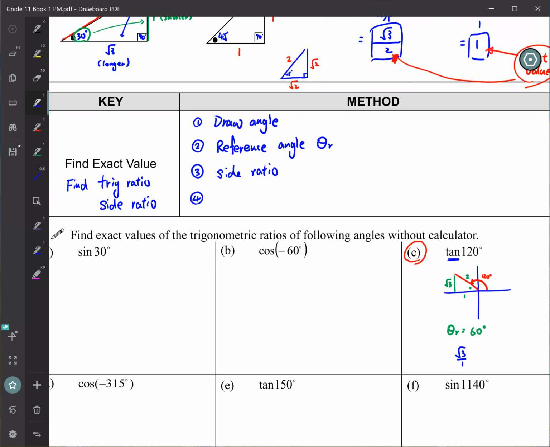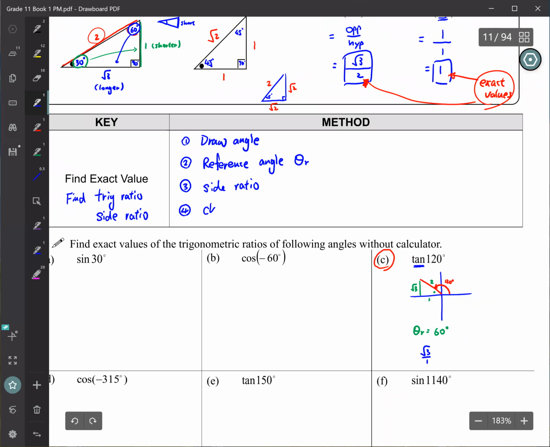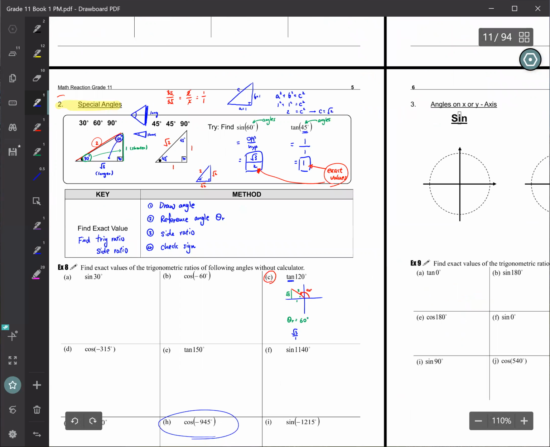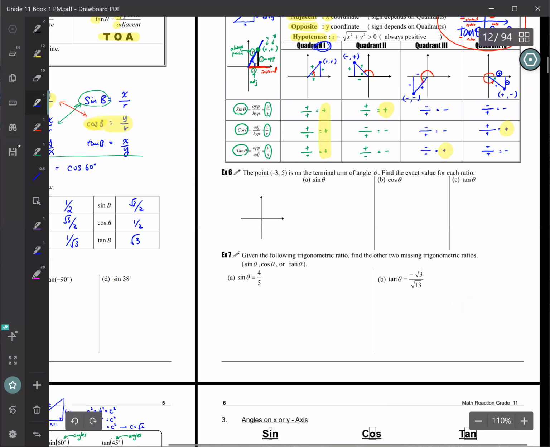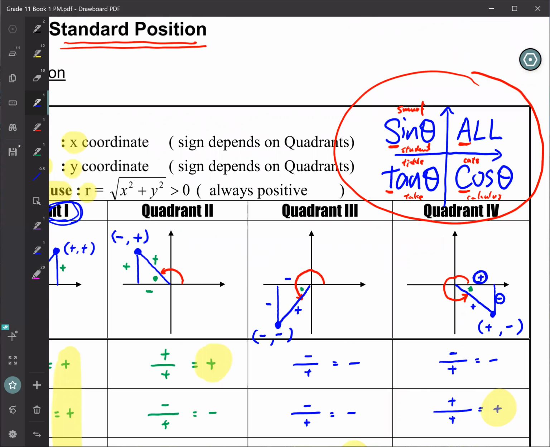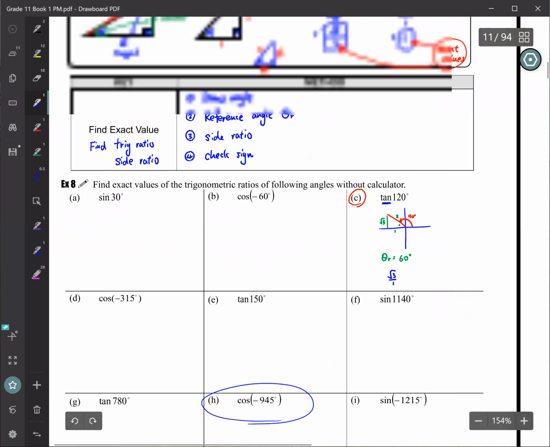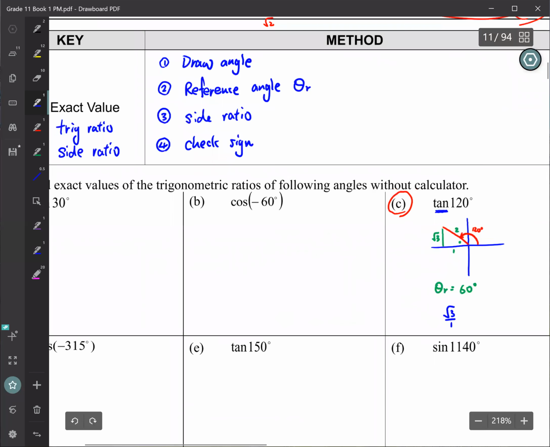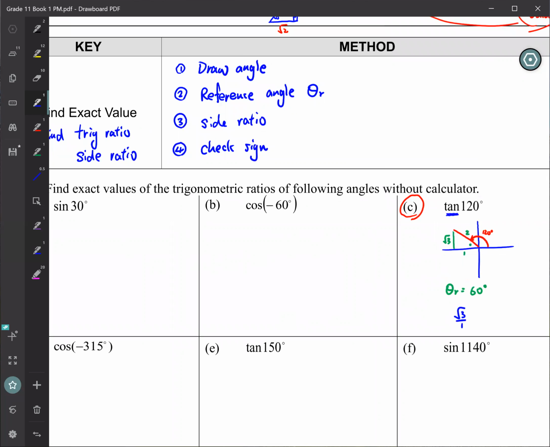Last step is to check the sign. Check sign means you want to make sure it's positive or negative, right? So this is the time you look at this chart or you have memorized in your head, right? So the angle is in the second quadrant. And in the second quadrant, is tangent positive or negative? Colin? It's positive. It's negative. It's negative for tangent, right?